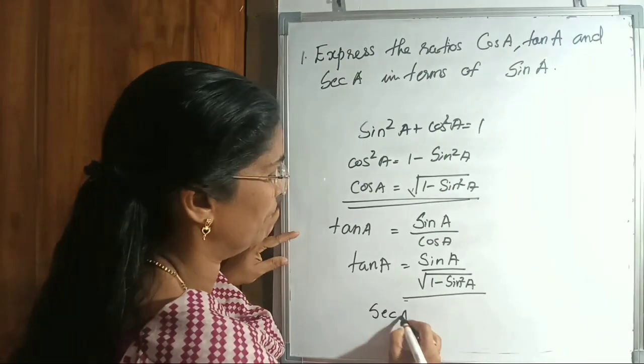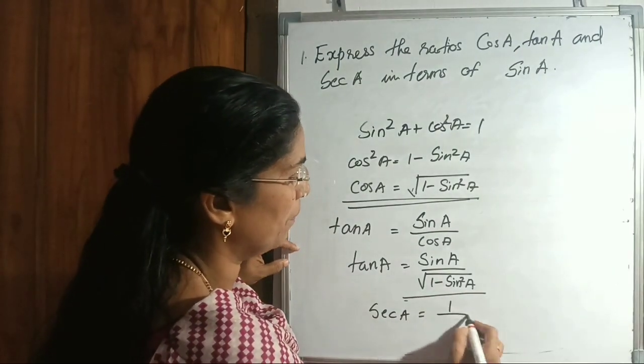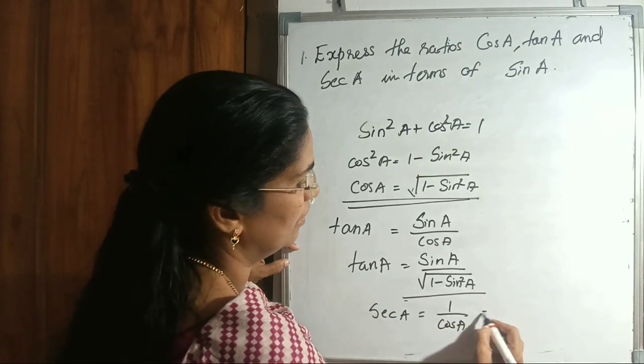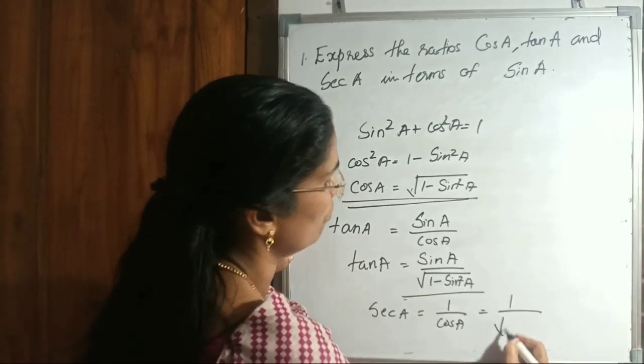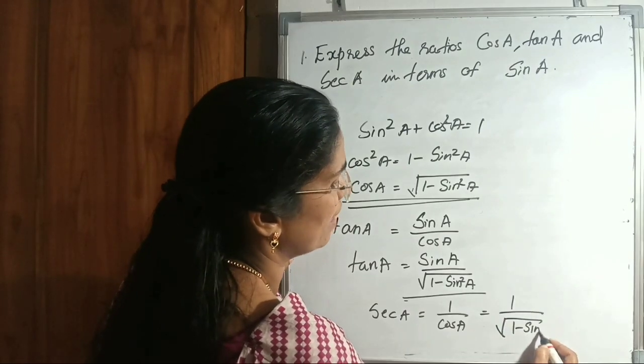Sec A is a very easy one. Sec A is 1 by cos A. So cos A we have to change in terms of sin A. That is root of 1 − sin² A.